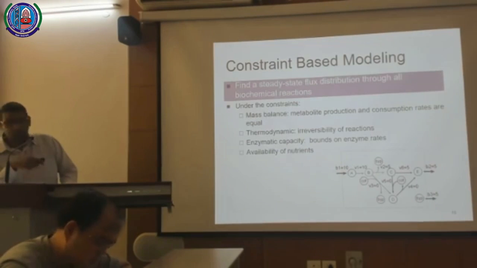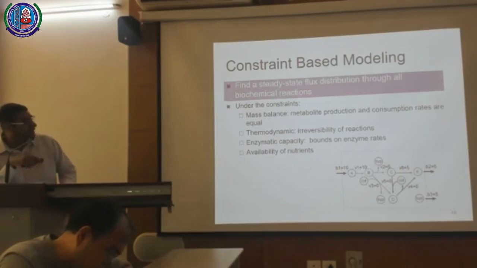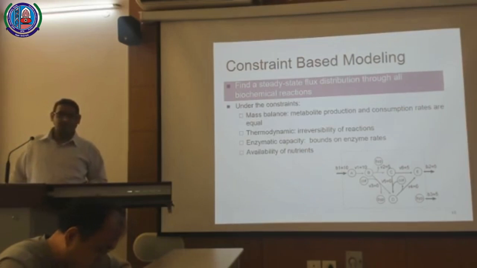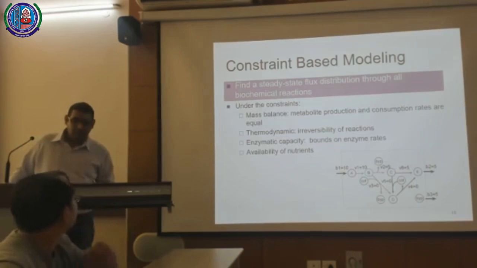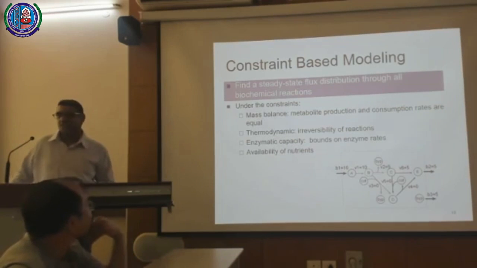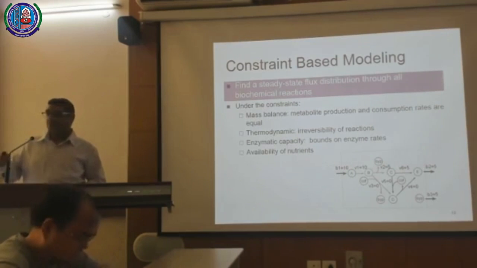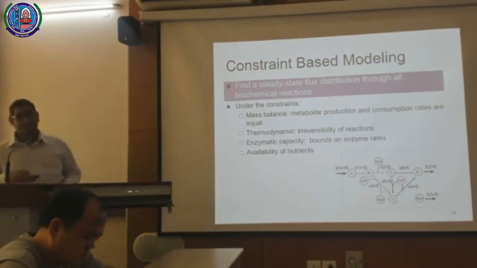Now, in constraint-based modeling, you have to find a steady-state flux distribution through all biochemical reactions. Under the constraint, you have to do the mass balance. We cannot do mass balance ourselves. This is a part of chemical engineering, mass balance analysis. So you have to learn, and you can learn from engineering students. They can do it very well.